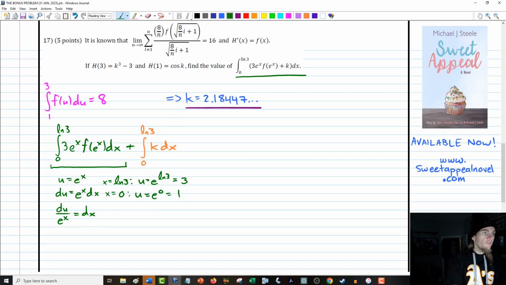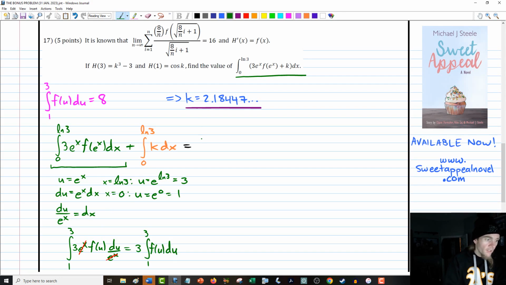So given all that information, we can actually transform this expression, at least the first part, into, and actually I'll do it down here before I write it there, we'll get the integral from 1 to 3 of 3 e to the x, f of u, and then times du over e to the x. And as you might expect, the e to the x cancels, and we are left with 3 times the integral from 1 to 3 of f of u du.